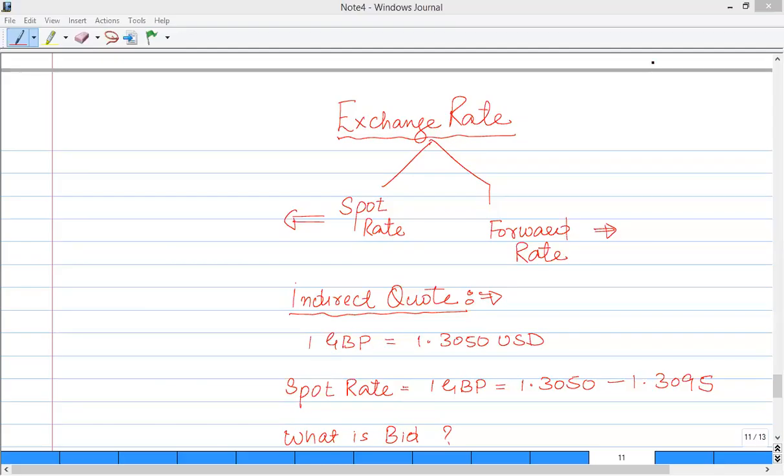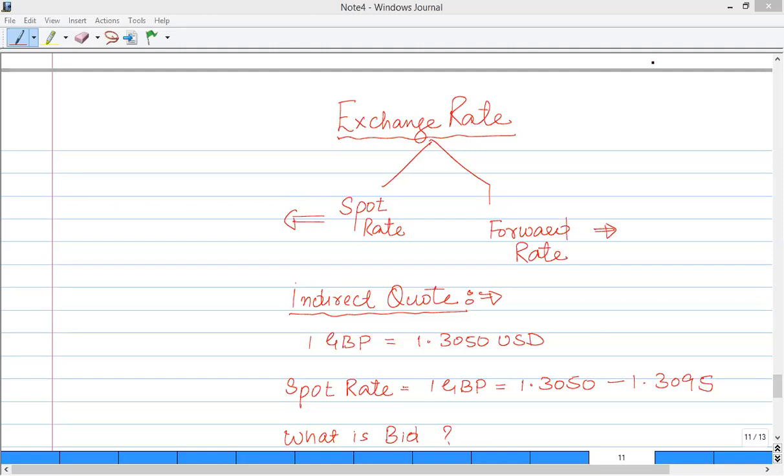Dear students, in this video, we will be discussing a very important and very technical concept, that is how to select a suitable exchange rate. So first of all, what is an exchange rate? An exchange rate is the rate at which one country's currency can be exchanged with another country's currency.